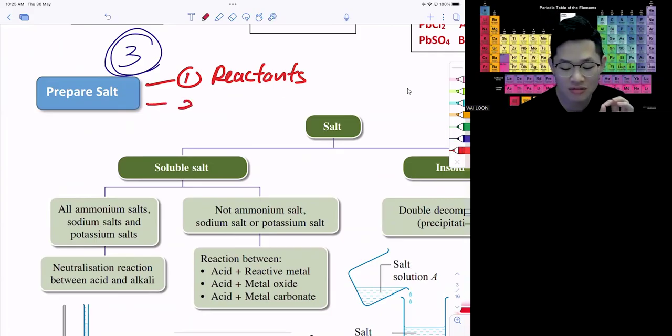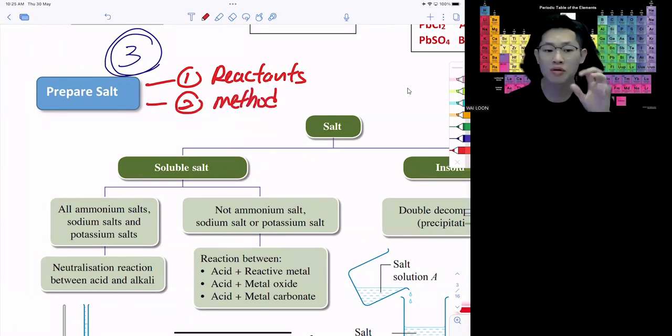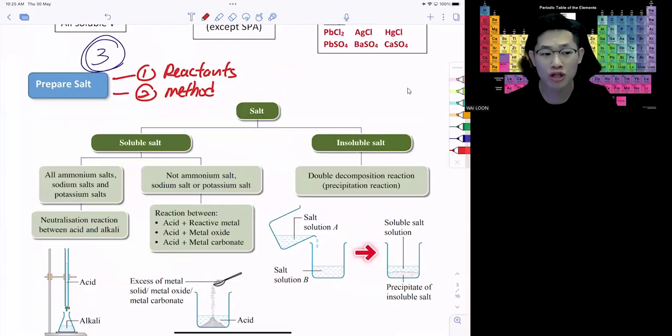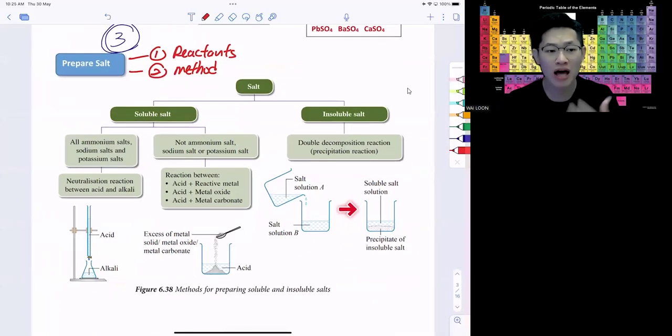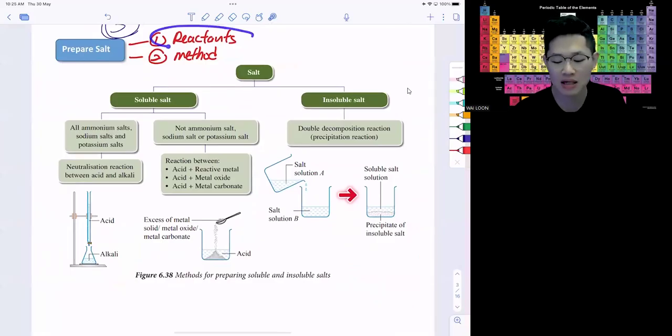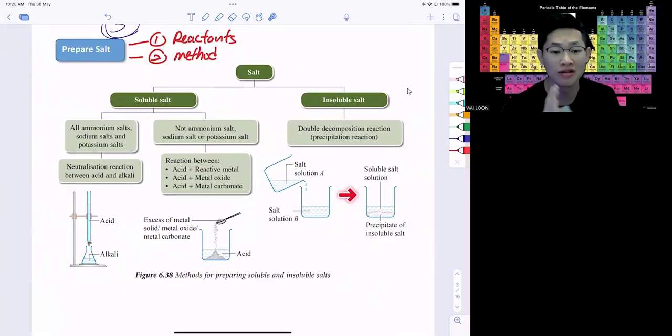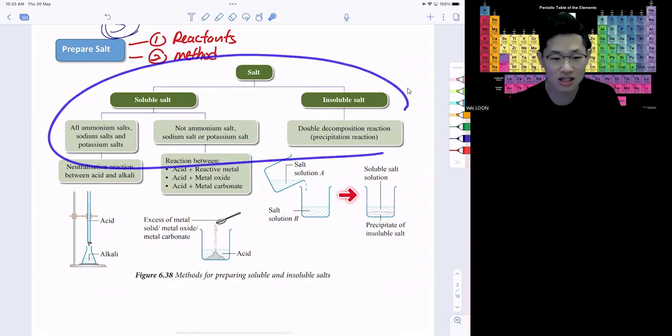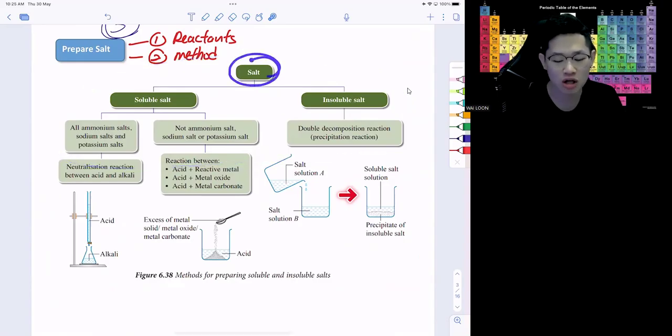If you can get the reactant right already, then only we talk about the method, which is the procedure, or how we do the experiment. How do we handle the ingredients? Now, the first part, I'm going to teach you how to find the reactant. This is how you find the reactant. Can you see this chart here? We always start from the salt.